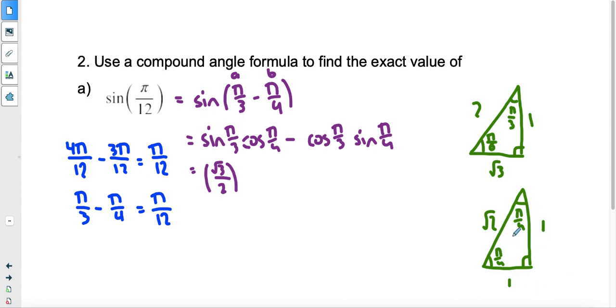And here we can see, if we use a special triangle, that cosine of pi over 4, adjacent over hypotenuse, is equal to 1 over root 2. Minus cosine pi over 3, again adjacent over hypotenuse, if we use a special triangle here, that's 1 over 2. And sine of pi over 4, if we use a special triangle here, is 1 over root 2.